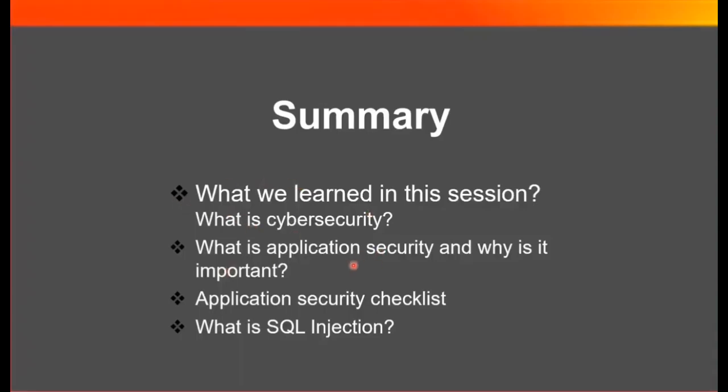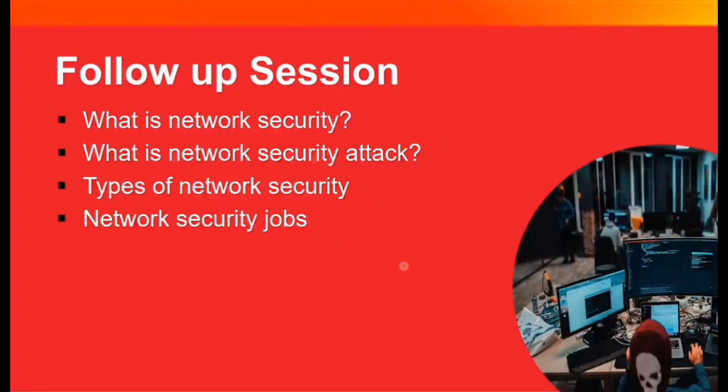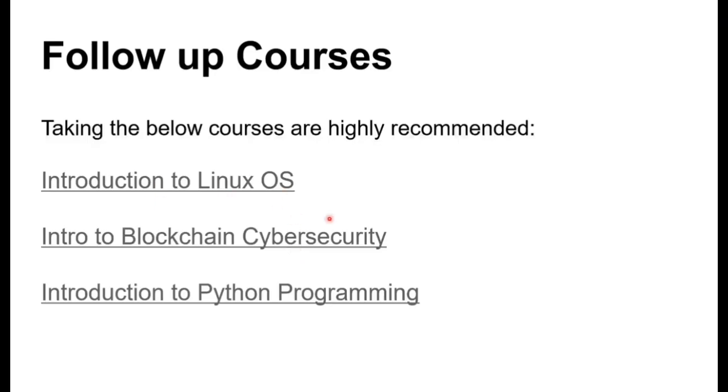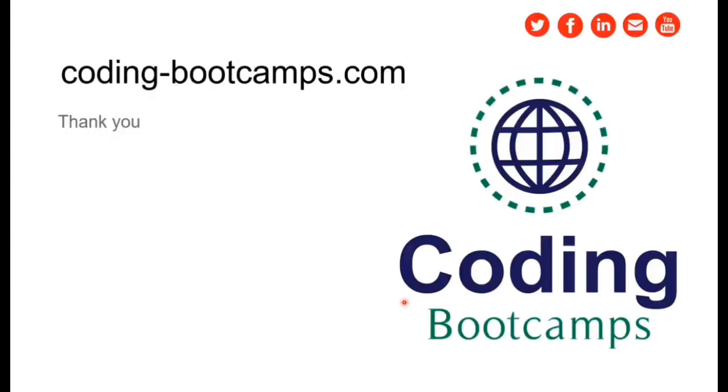So in this session, we learned again about cybersecurity. We learned about application security and why it's important, the application security checklist, and we learned about SQL injection. In our follow-up session, we're going to discuss network security, types of network security, and network security jobs. Again, our follow-on courses, take a look at these: the Linux operating system, blockchain cybersecurity, and Python programming.